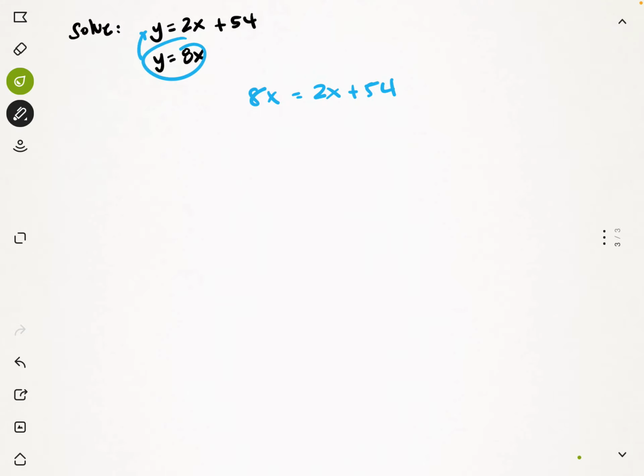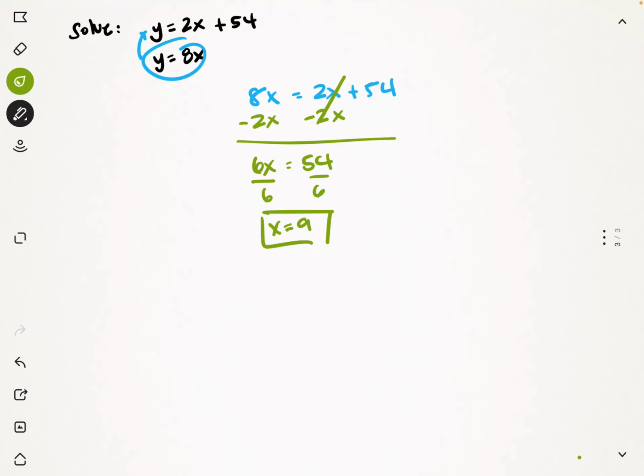Okay, step 2 is simplify. We really don't have anything to simplify because the x's are on opposite sides. So we're just going to jump into the solving. We're going to move one of the x's over. So I'm taking my 2x and subtracting. That makes 0 there. 8x minus 2x is 6x. And then we just have 54 left on the right-hand side. Now we just got to divide by 6. So x equals 9.